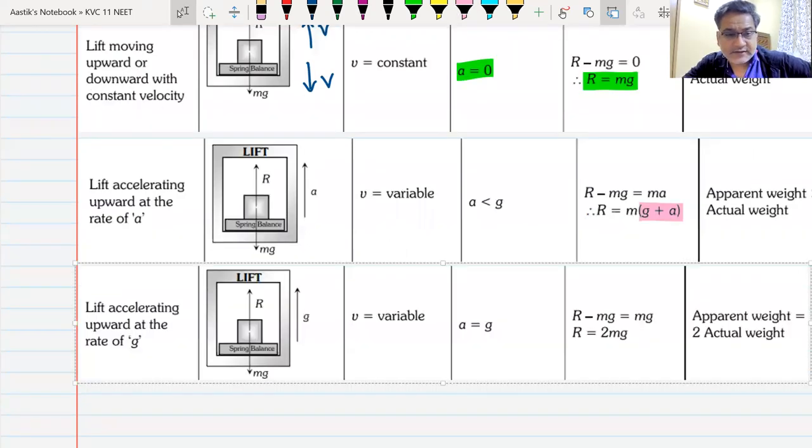The next case, it is still moving up, but it is moving up with an acceleration equal to g. In that case, g plus a becomes 2g, and the answer becomes 2 times the actual weight. Do we understand this? Yes, sir. We are just writing the formula and putting a equal to g. Got this?